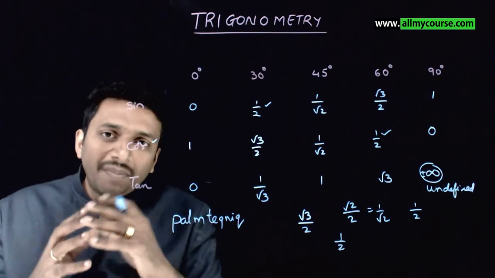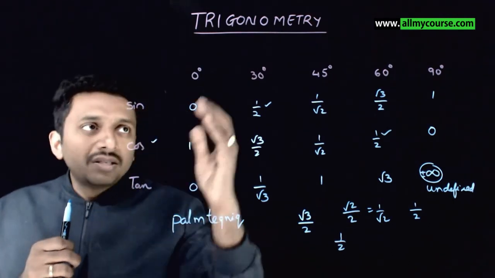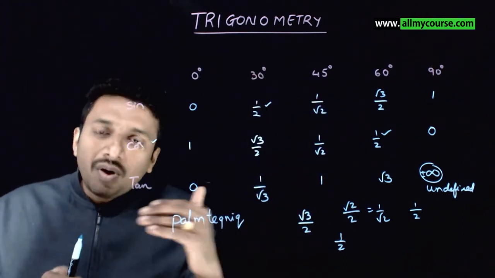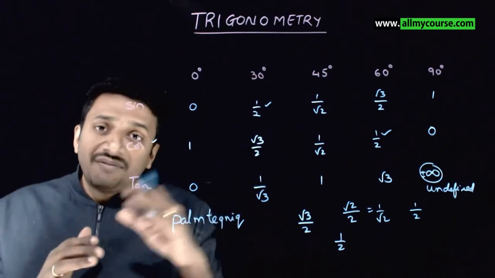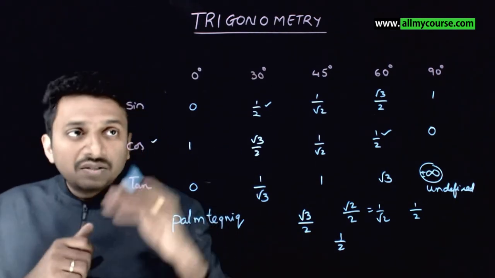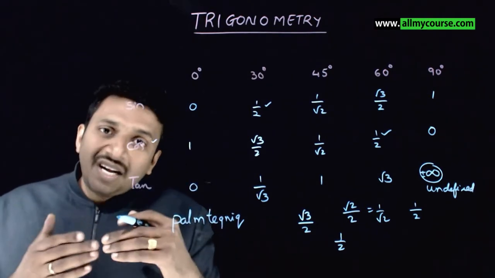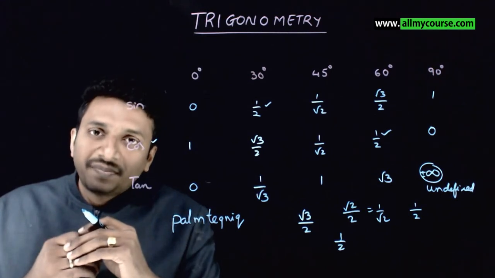So using this palm technique, you can very easily calculate the values of sine and cos for these 5 standard angles. As we go on in this chapter, we'll have more and more standard angles. For now, these are the 5 standard angles which you need to remember. So sine, cos and tan. Once you know sine, cos and tan, secant, cosecant and cot are just the reciprocals of these numbers. Thank you.